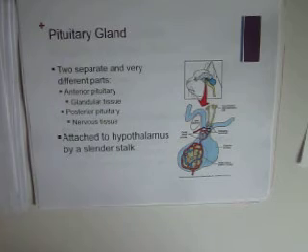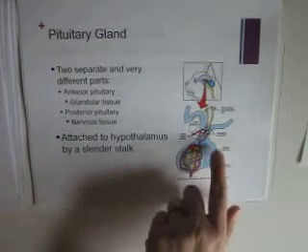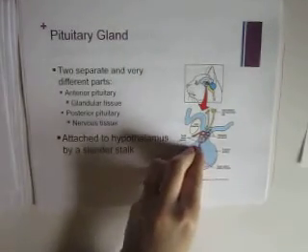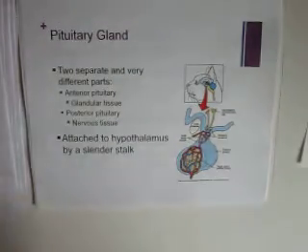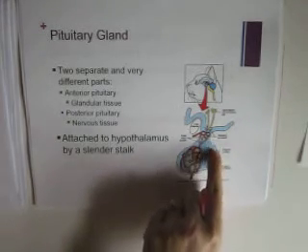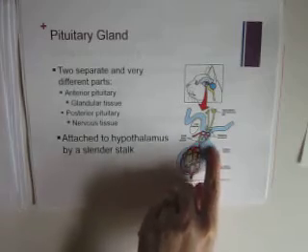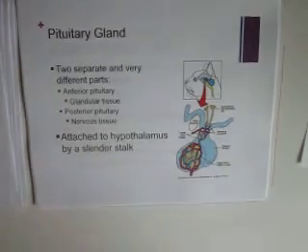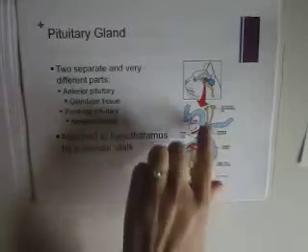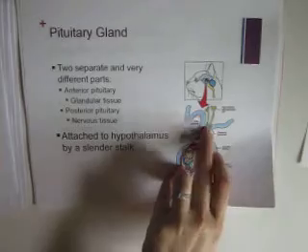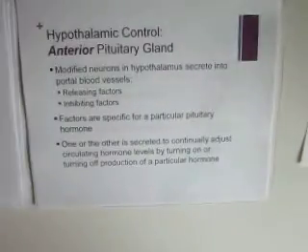Okay, the pituitary gland. There are two separate and very different parts: the anterior and the posterior pituitary gland. The anterior is very glandular tissue, lots of glands, lots of cells. And the posterior part is more nervous tissue and storage of these hormones back here. They're all attached to the hypothalamus by this slender stalk here.